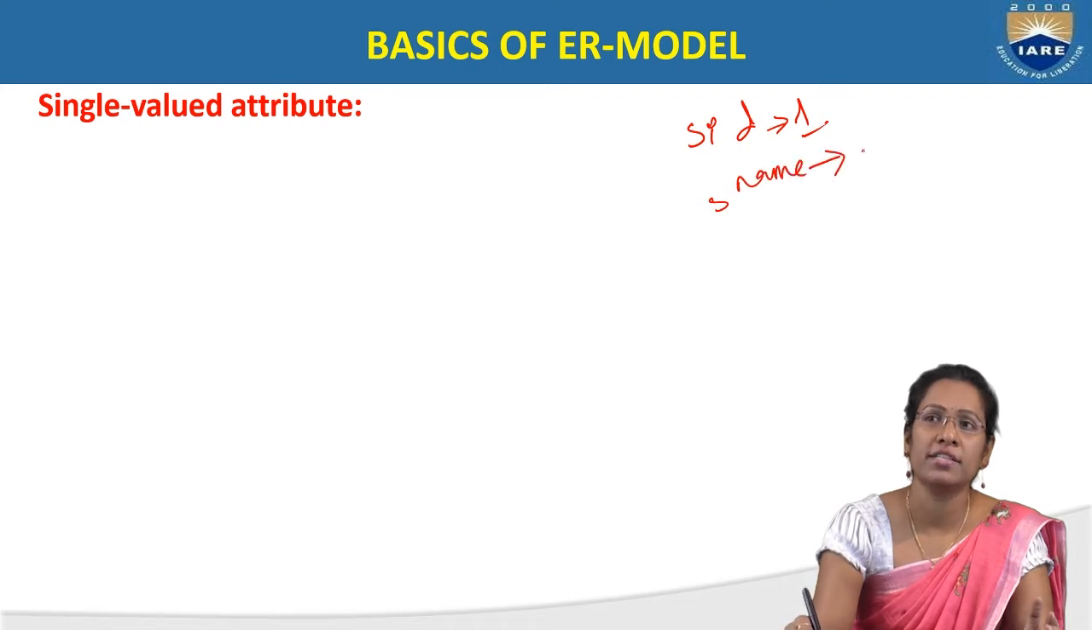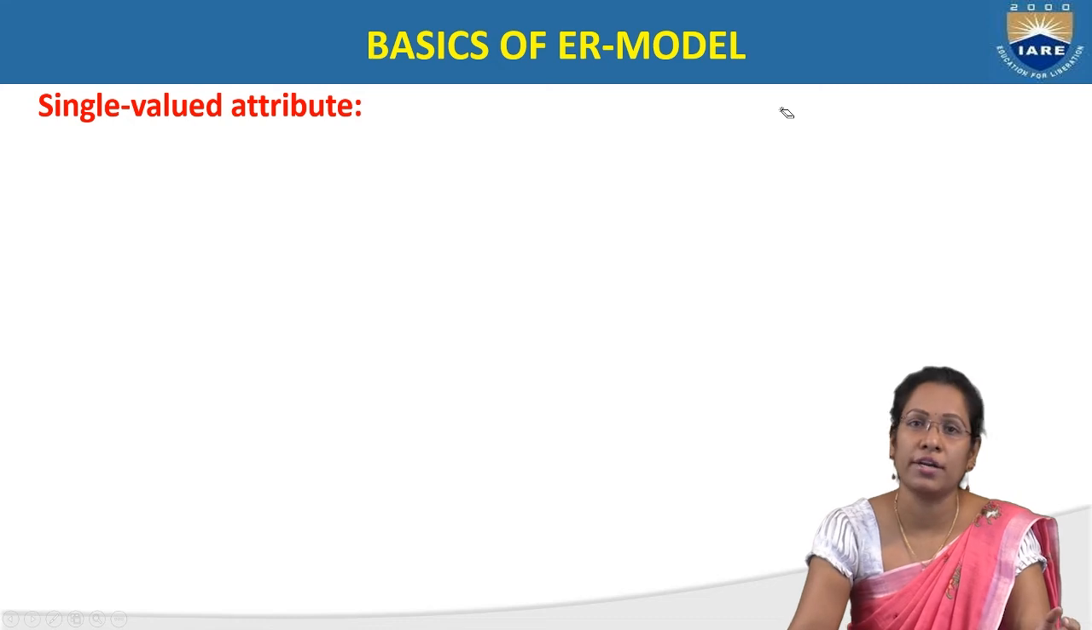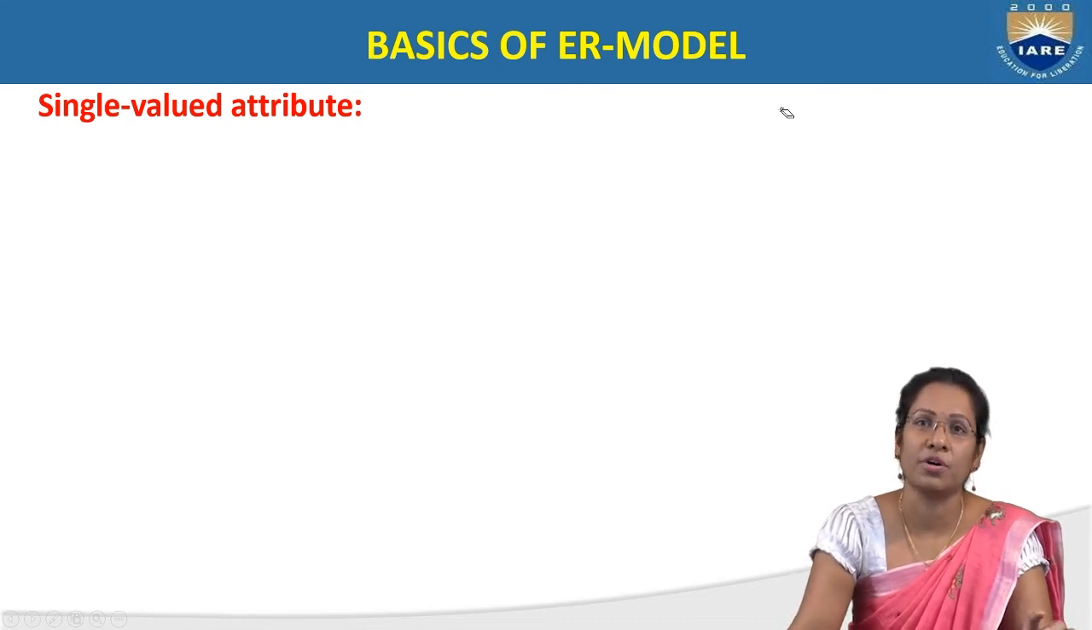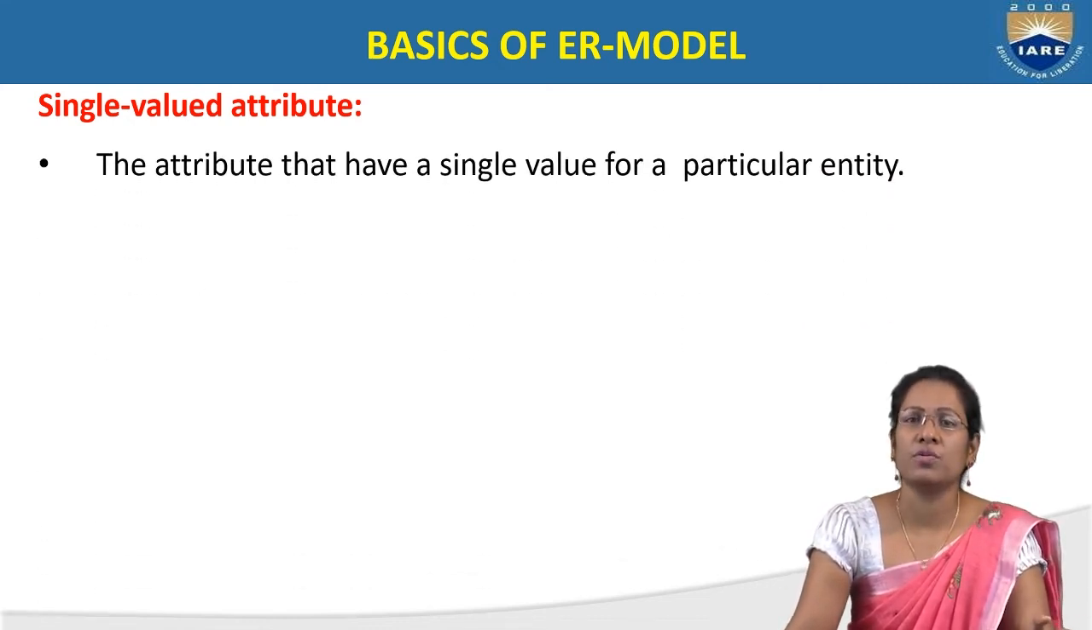SName contains 2 or 3 values, so it depends upon the values we use. Based on those values, we determine whether it is a single valued attribute or a multi-valued attribute. If an attribute contains only a single value, it is called a simple or single valued attribute.